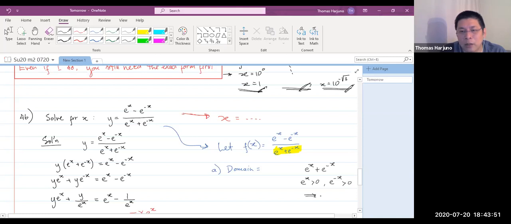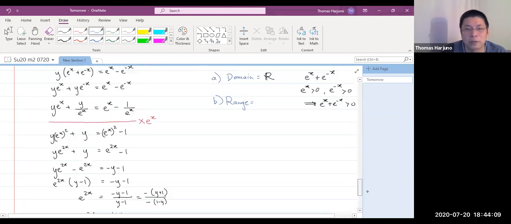Right? So when you add them, it will still be non-negative for any x. So the domain will be all real numbers. But the second question is the hard one: find the range. And for us to find the range, we actually look at the inverse first.